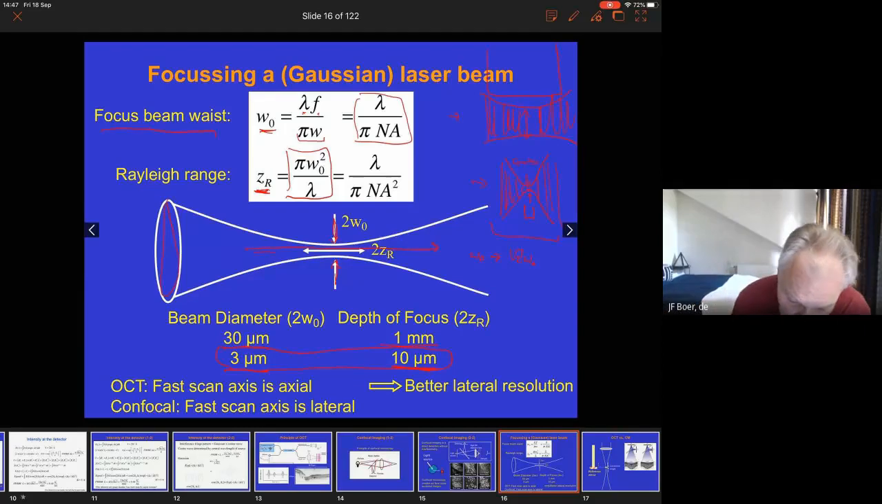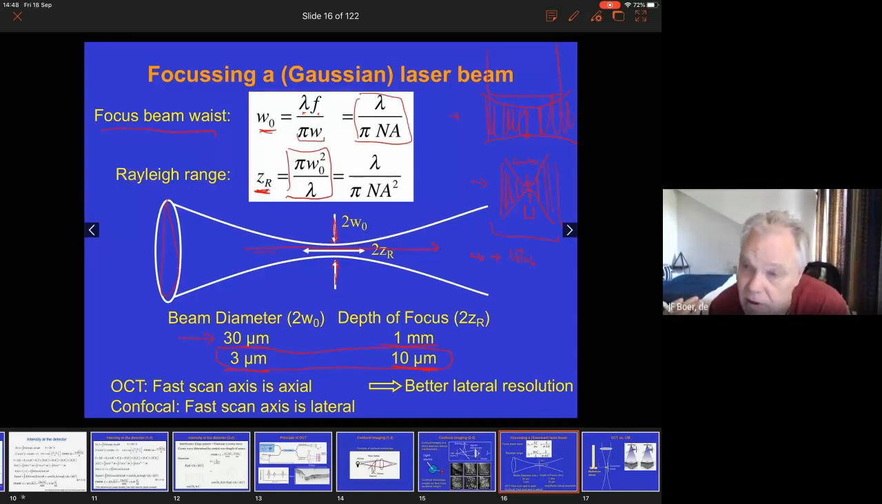So the configuration that is much better suited for OCT is this one, 30 micron beam diameter, and you get a depth of focus of about a millimeter. This also shows you that really high resolution imaging with OCT is very difficult. A cell has a diameter of about 10 micron. It's very hard to reach cellular resolution with OCT. But I hope I can convince you that with OCT you can still get very meaningful images of tissue.